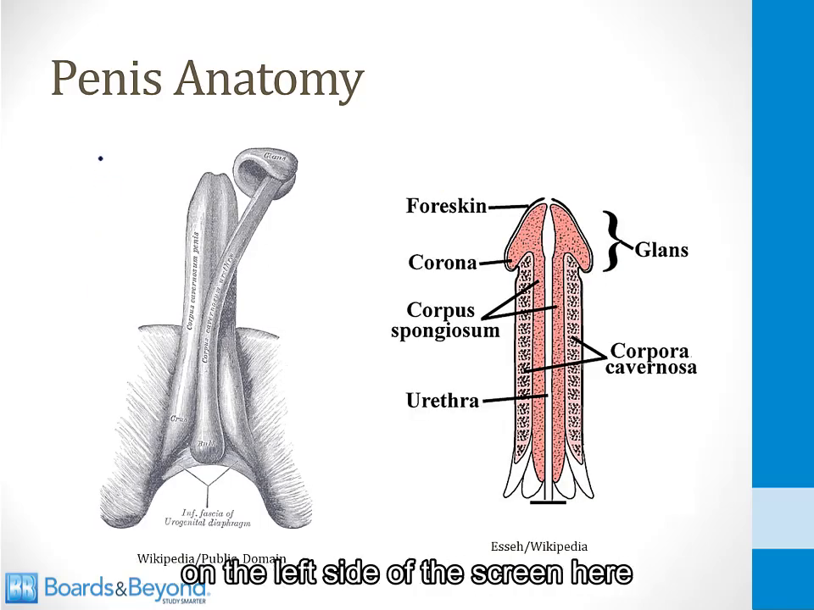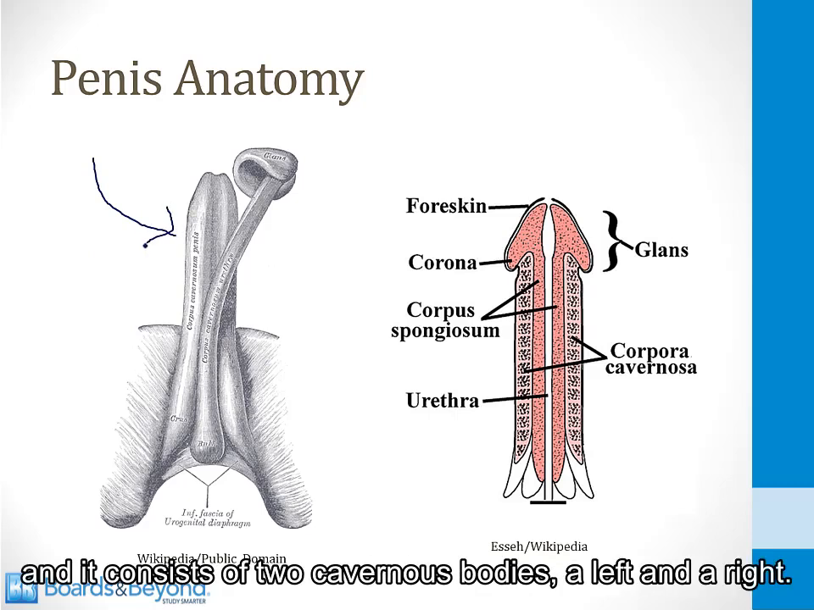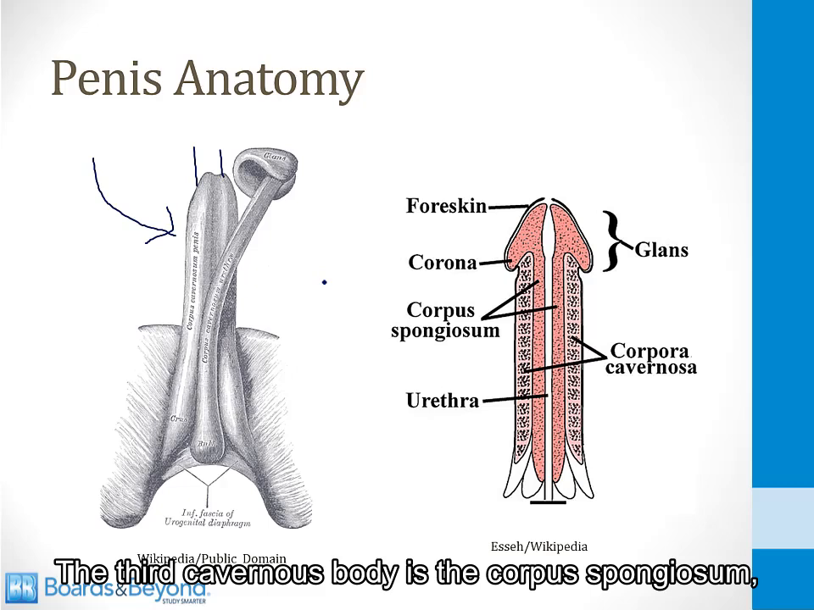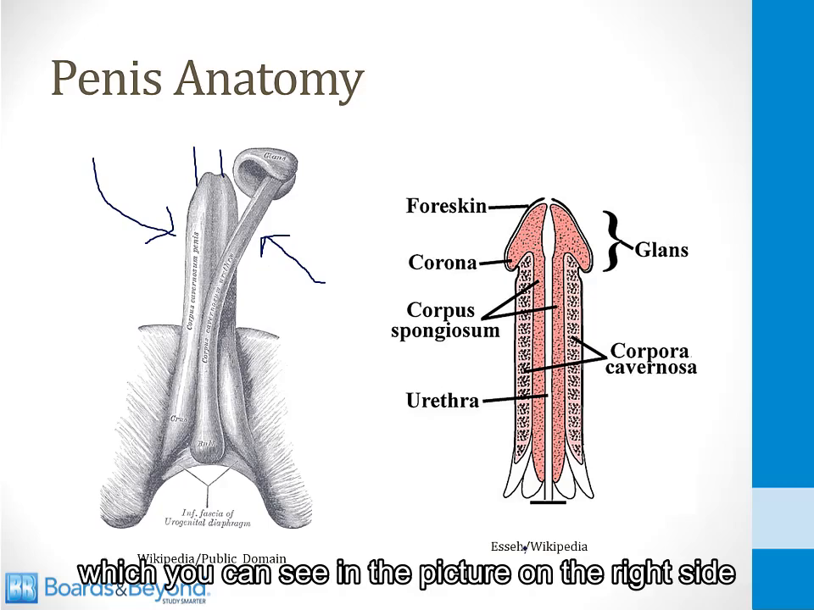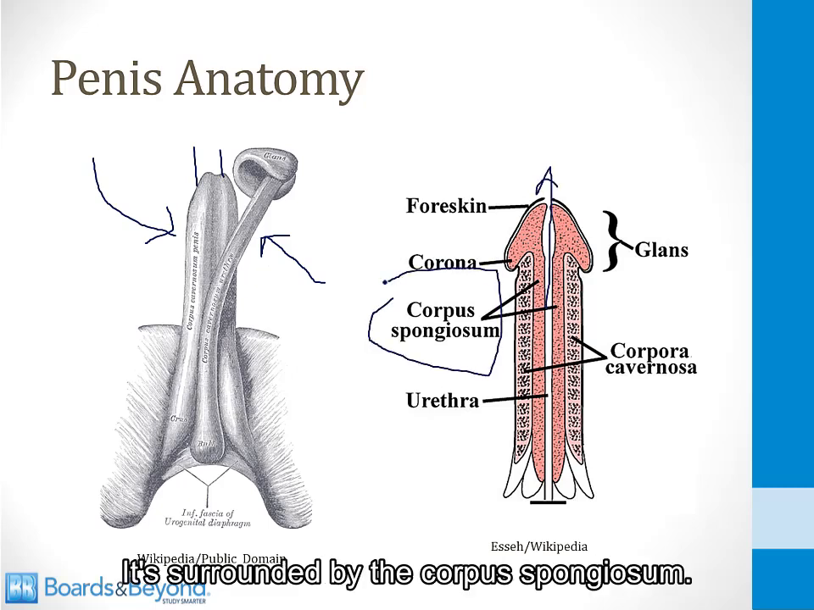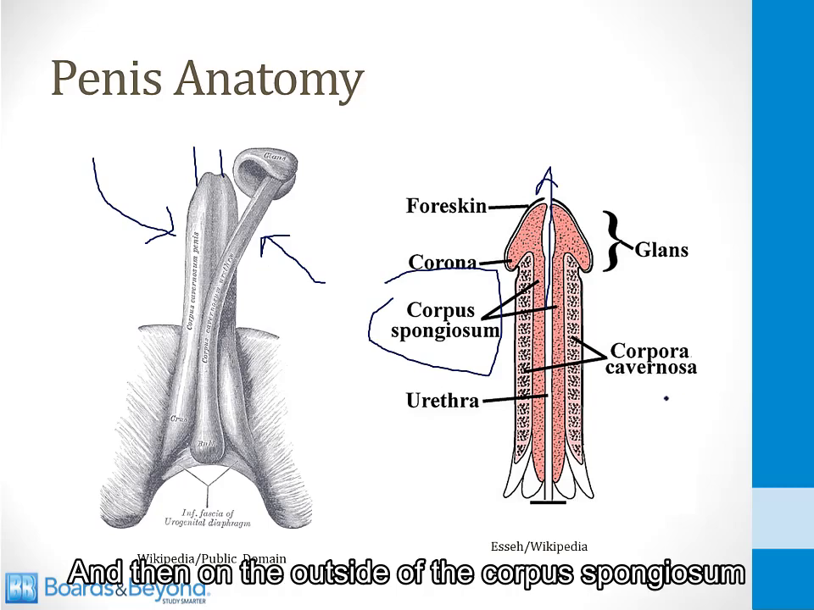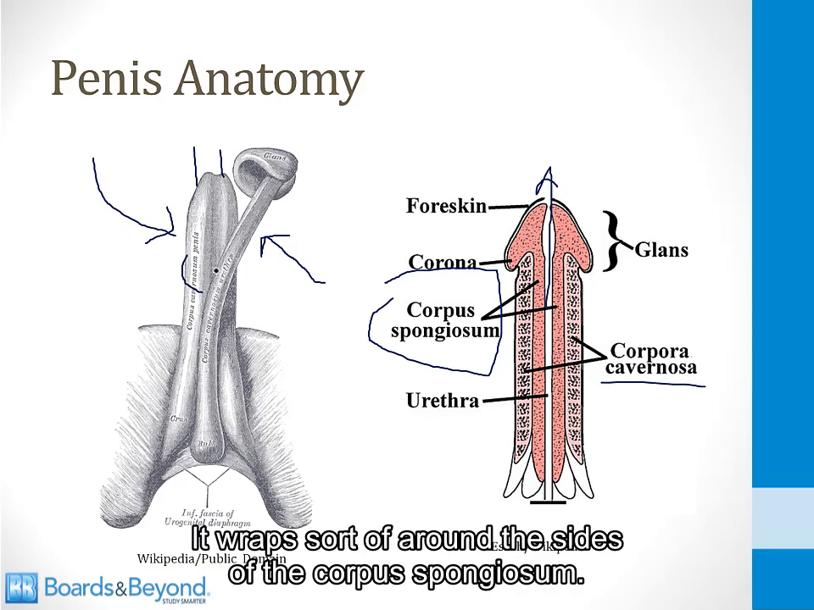If you look at the picture on the left side of the screen here, the larger structure is the corpus cavernosum, and it consists of two cavernous bodies, a left and a right. The third cavernous body is the corpus spongiosum. That's the smaller one here, and that surrounds the urethra, which you can see in the picture on the right side of the screen. The urethra runs through the middle of the penis. It's surrounded by the corpus spongiosum. And then on the outside of the corpus spongiosum, you find the corpora cavernosa. That's the larger structure. It wraps sort of around the sides of the corpus spongiosum.